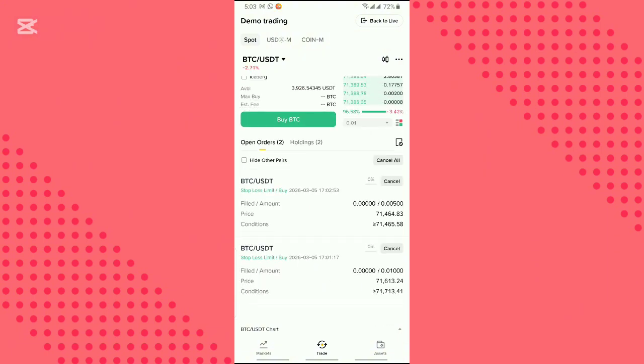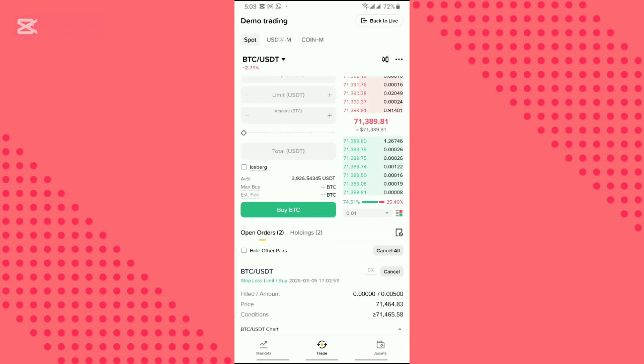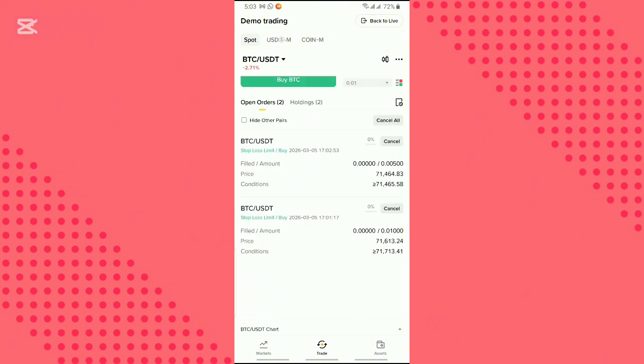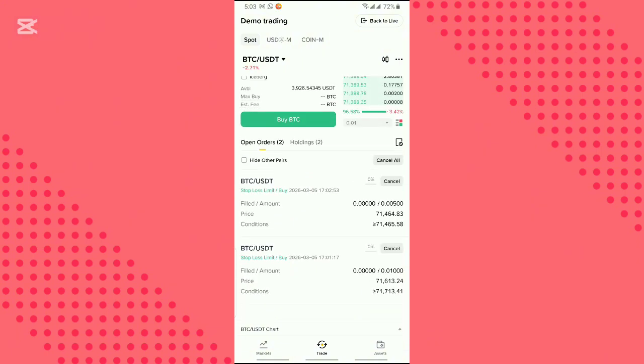Before using stop limit orders, remember these tips. Always set the limit price slightly below the stop price when selling. Use stop limit to protect profits or limit losses. Double-check the numbers before placing the order. This helps avoid mistakes during fast market movements.